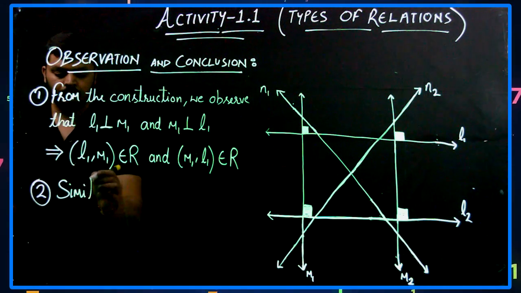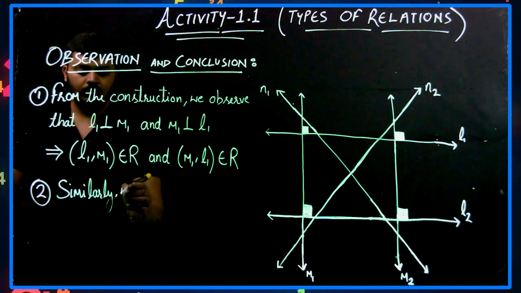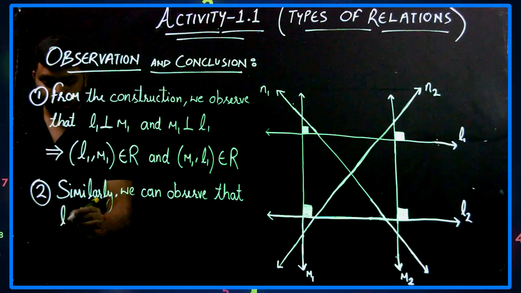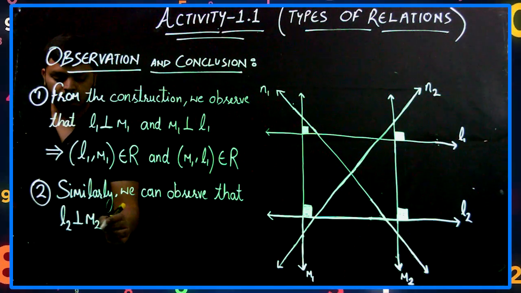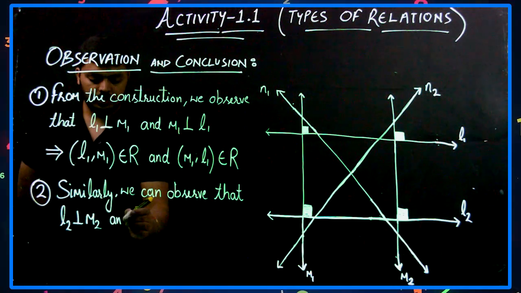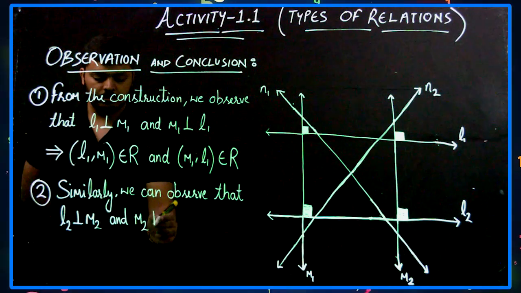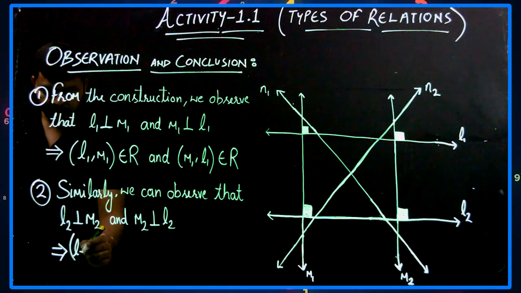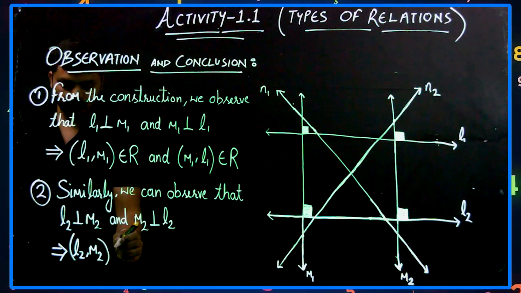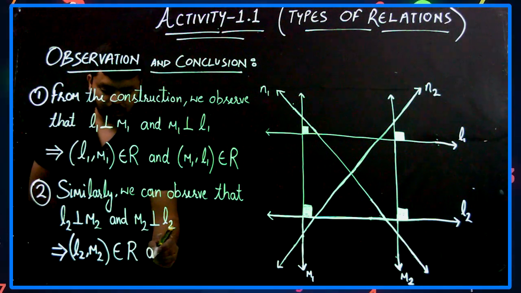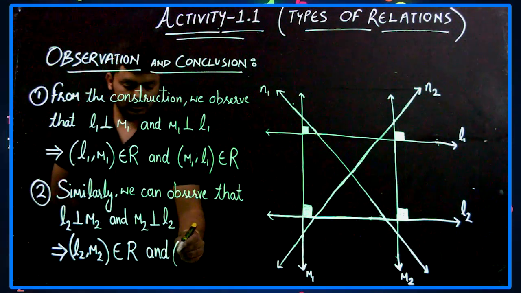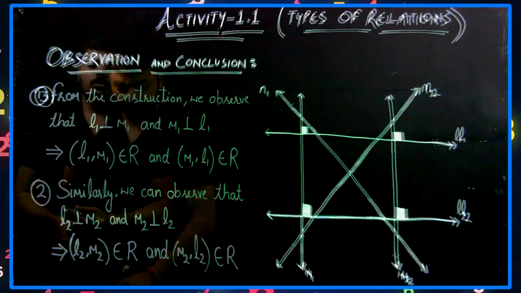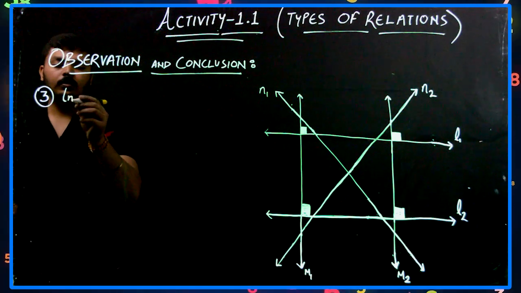Similarly, we can observe that L2 is perpendicular to M2 and M2 is perpendicular to L2. So therefore, the pair (L2, M2) belongs to R and the pair (M2, L2) belongs to R.